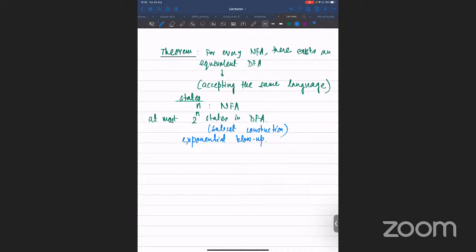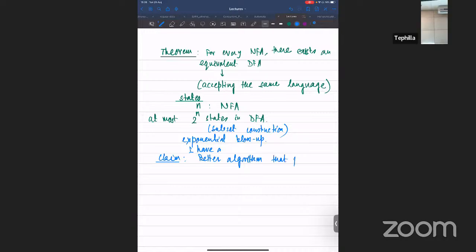So now, what is my claim? That I can come up with a better algorithm than the subset construction, which will give me a smaller blow up. Claim: I have a better algorithm that produces a much smaller DFA, let's say of the size order n square.